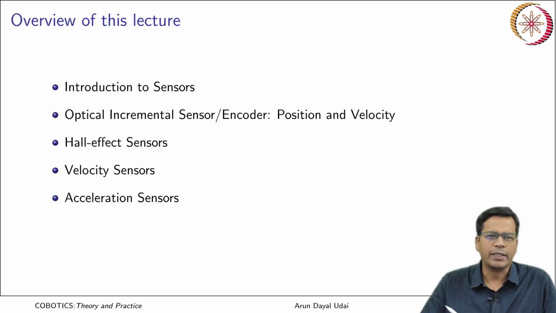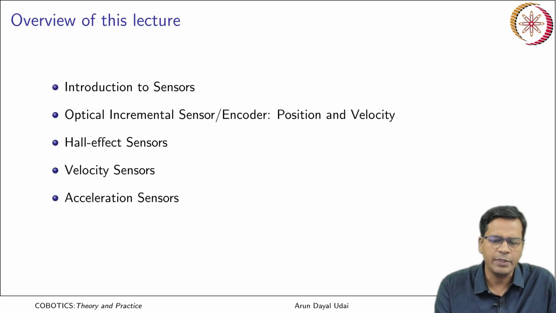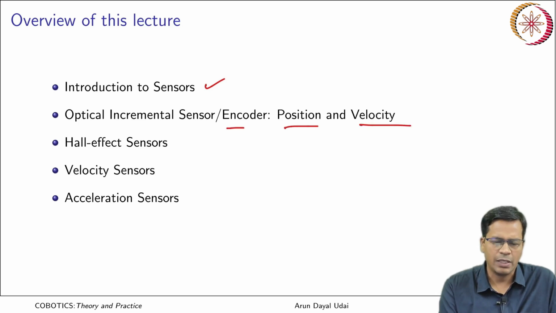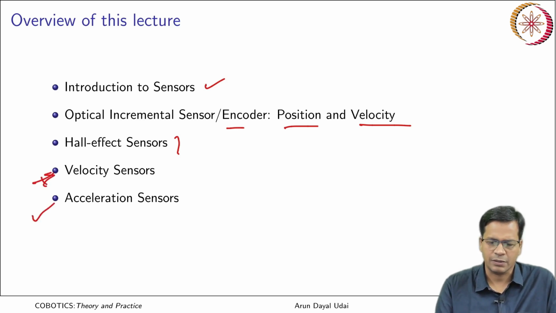Okay, the overview of this lecture would be as follows. I will start with an introduction to sensors, and I will also introduce you to transducers, which are part of a sensor. Then the optical incremental sensor and encoder, that is, to do position and velocity sensing. I will discuss that. I will discuss Hall effect sensors, which have multiple applications to various kinds of sensors. I will discuss velocity sensors and acceleration sensors, which can be applied for force sensing as well.